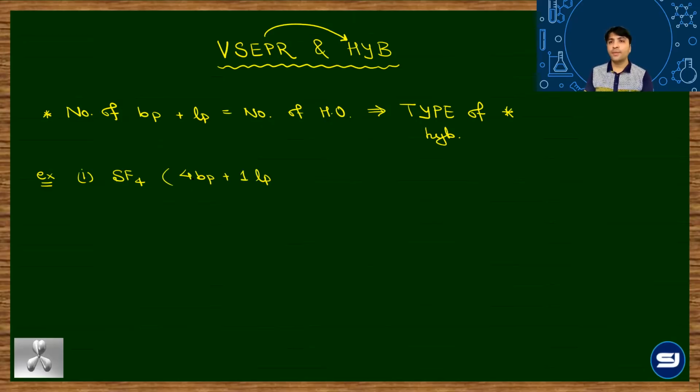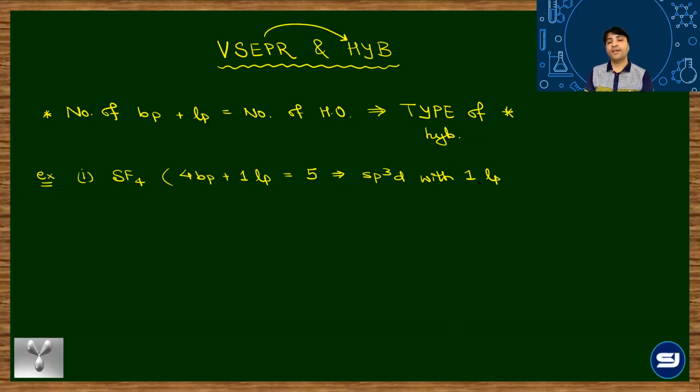किसी को कोई डाउट है इसमें बीपी एलपी में? रिस्पॉन्ड. एनीवन हैविंग एनी डाउट? नो? ठीक है. सो 4 बीपी 1 एलपी, व्हाट नंबर डू यू गेट? 5. सो विथ 5 हाइब्रिड ऑर्बिटल कैन यू टेल मी द हाइब्रिडाइजेशन? SP3D. So I will say SP3D with 1 LP.